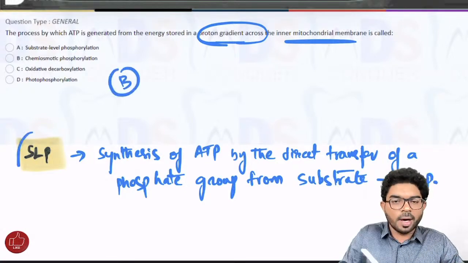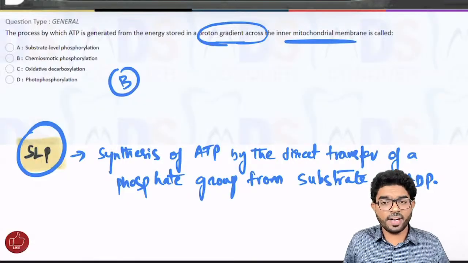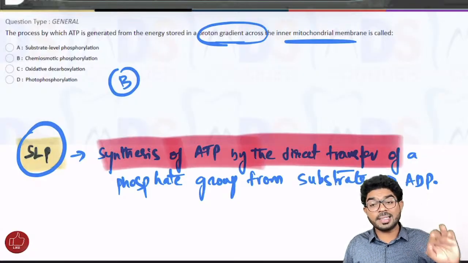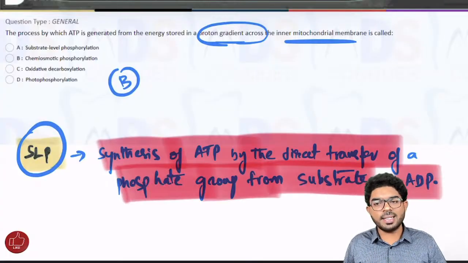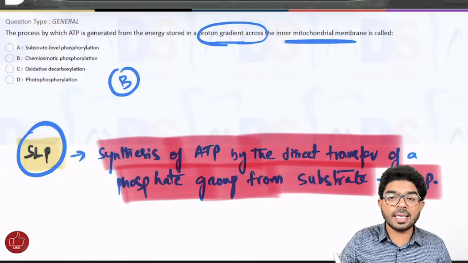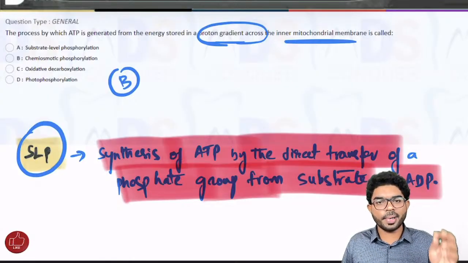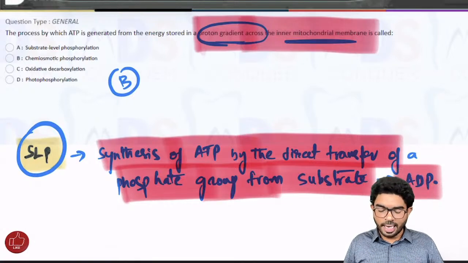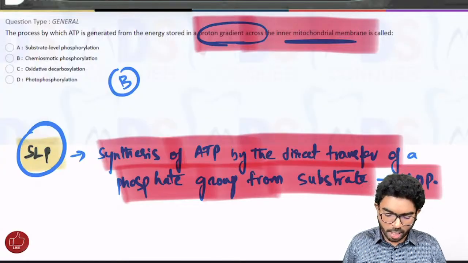We have discussed a lot about substrate level phosphorylation, which most of us are aware of. Its definition is the synthesis of ATP by the direct transfer of the phosphate group from the substrate to ADP. Here there is a chemical concentration gradient instead. So these two statements A and B are very, very important. Since it is focusing on the concentration gradient, your answer should be option B. Please make a note of this.